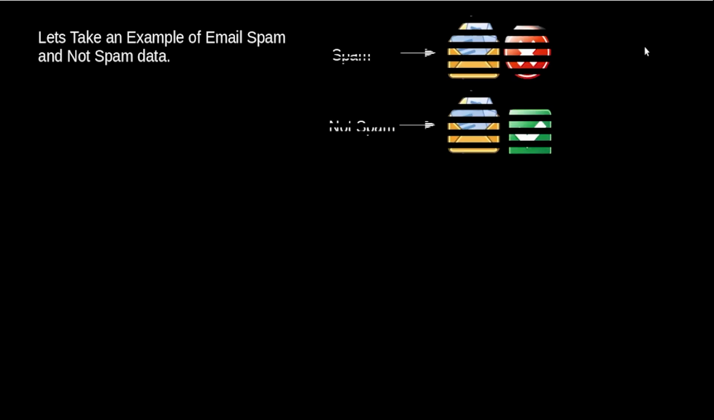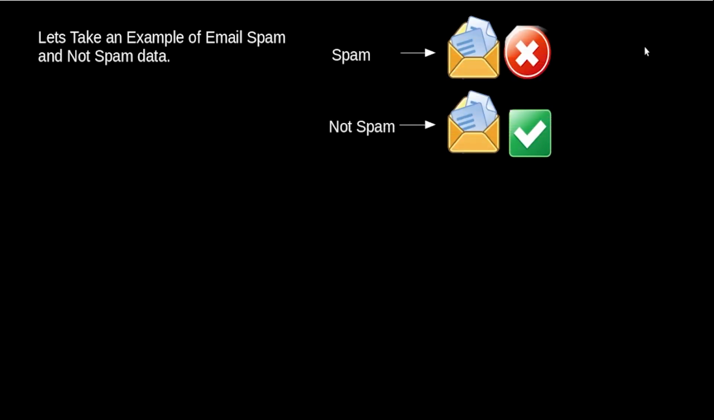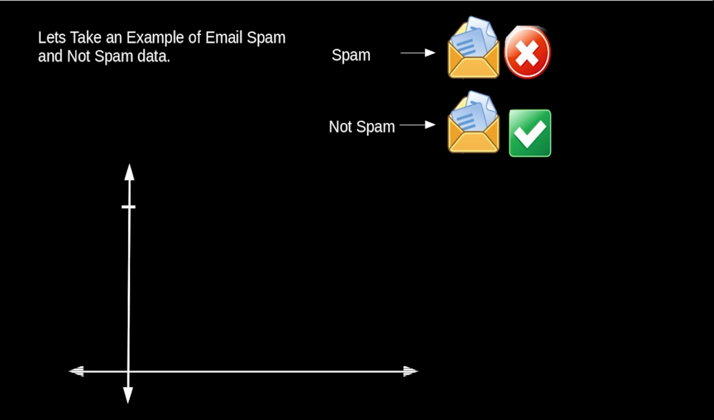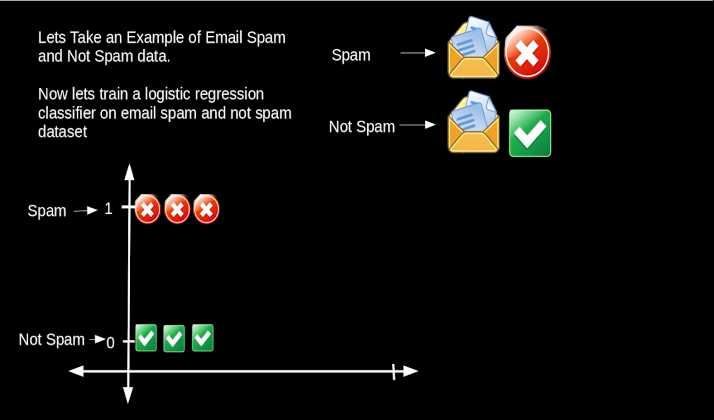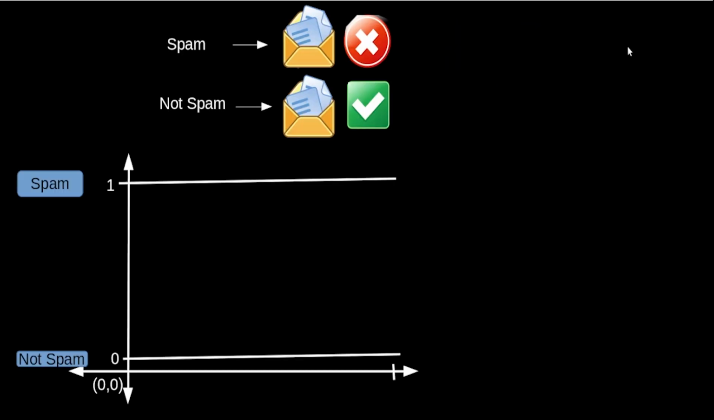Let's take an example of email spam and not spam data. Our data set consists of two classes, spam and not spam. Consider in our data set we have 3 samples belonging to the spam class and 3 samples belonging to the not spam class. Let's train a logistic regression classifier on the email spam and not spam dataset. Once our model training is done, let's use this trained model to draw inferences on the data samples which originally belong to our dataset. We obtain the predicted probabilities of each data sample.